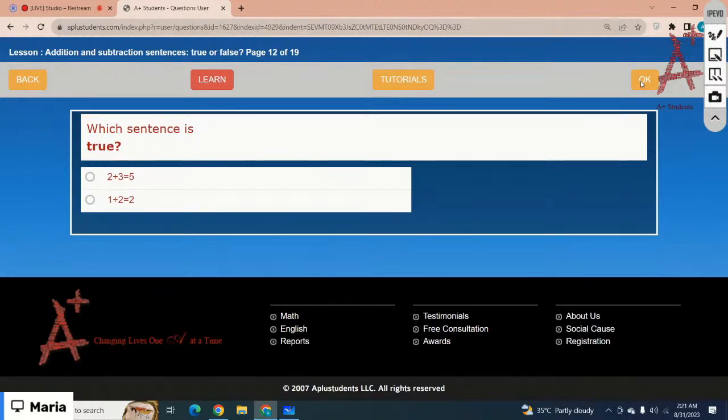Which sentence is true? 2 plus 3 equals 5 and 1 plus 2 equals 2. So which is the correct one? The correct option is option number 1, right? Because 2 plus 3 equals 5, but 1 plus 2 equals 2 is not correct because 1 plus 2 equals 3. So option number 1 is the correct one. 2 plus 3 equals 5.